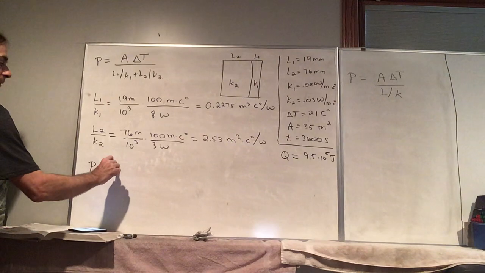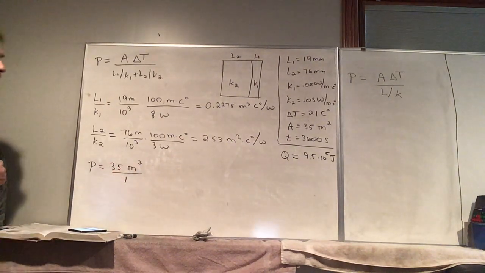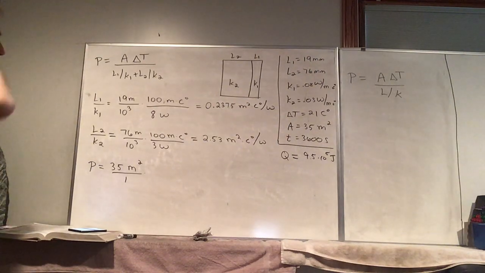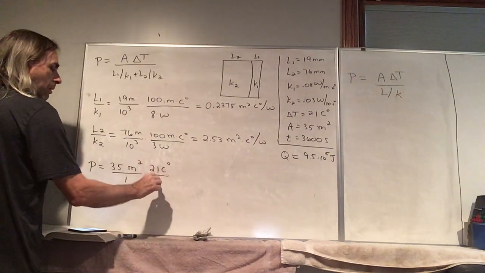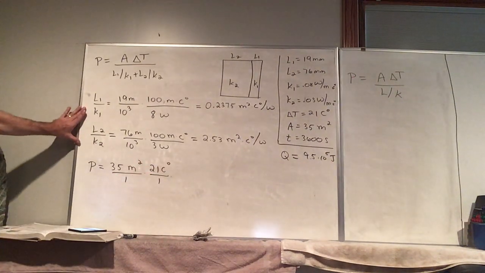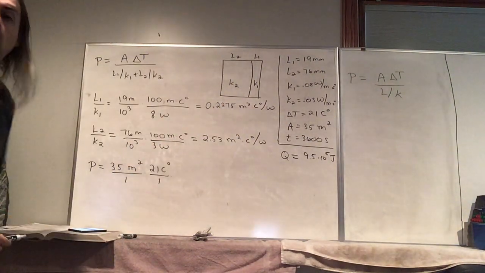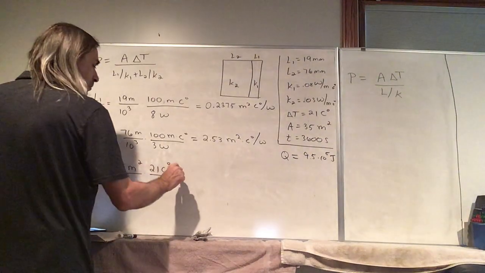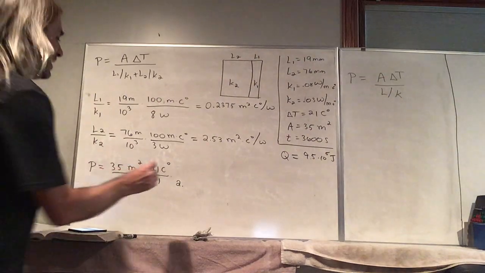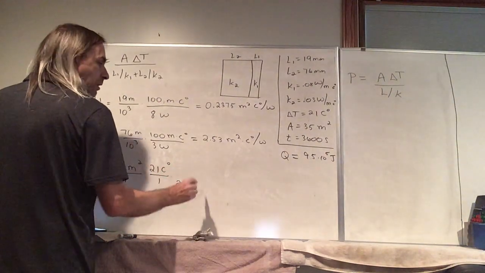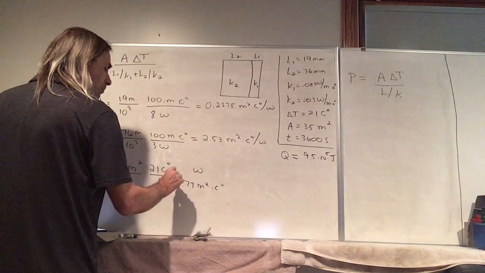We have 35 meters squared. Delta T is 21 Celsius degrees. And then we're dividing by the sum of these two. So 2.53, and let's say that's 0.24 if we round off. So that would be 2.77. And the units here are meters squared Celsius degrees per watt.